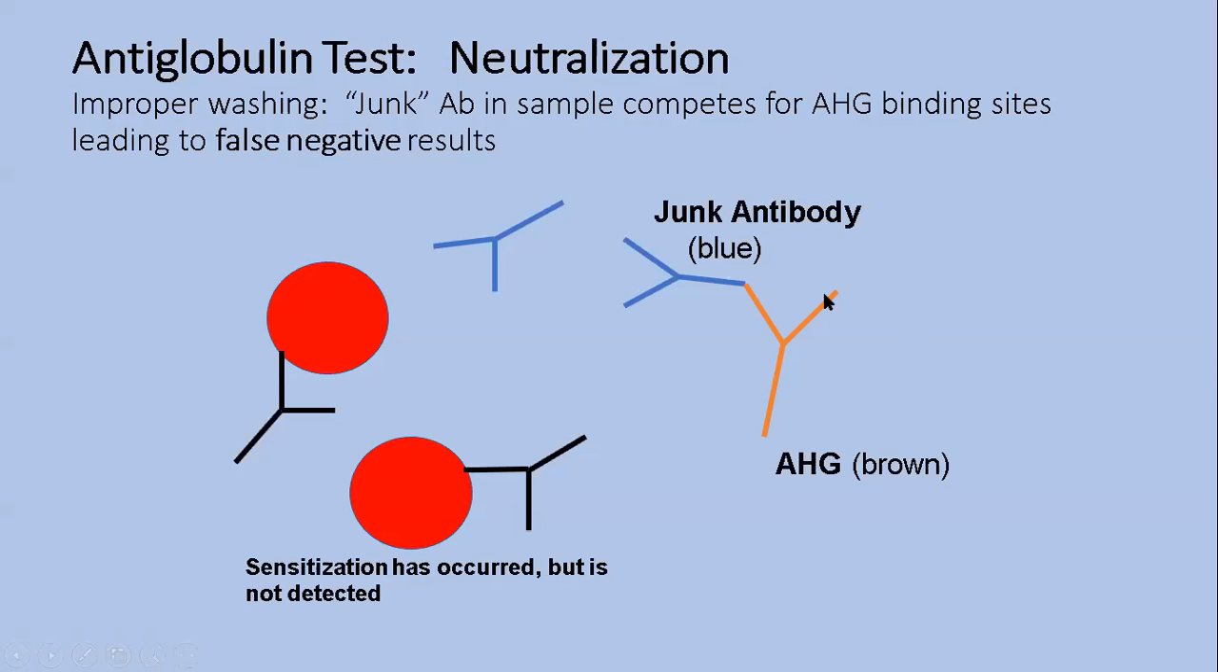Why are we not seeing agglutination? This junk antibody is not affixed to any red cell, so it's going to look like a negative in the tube. So this is neutralization, and remember, it is a primary reason for false negative anti-human globulin tests. Okay, so I'm going to stop. I'm going to pause.